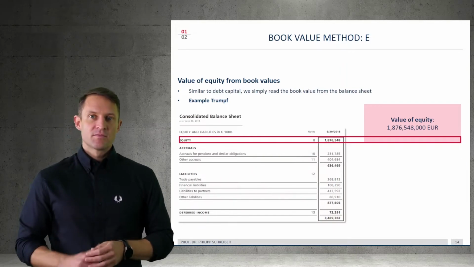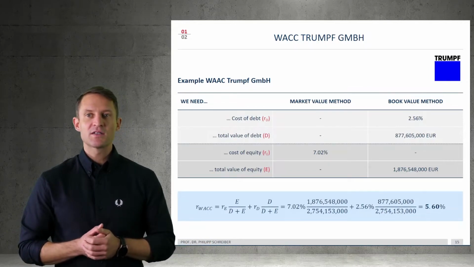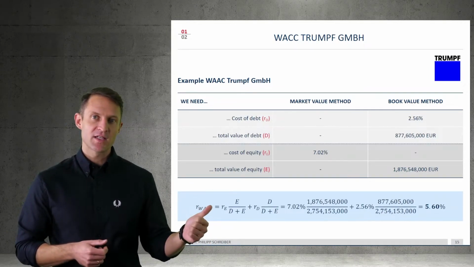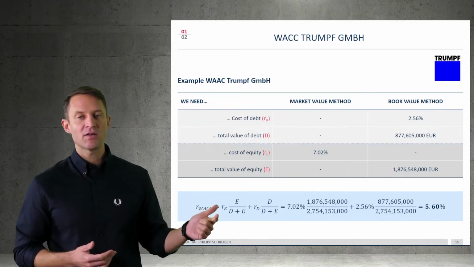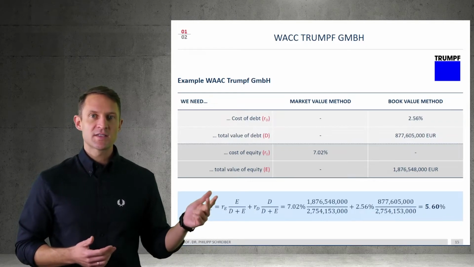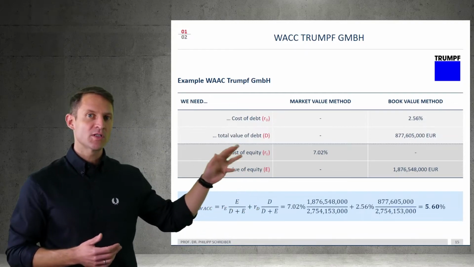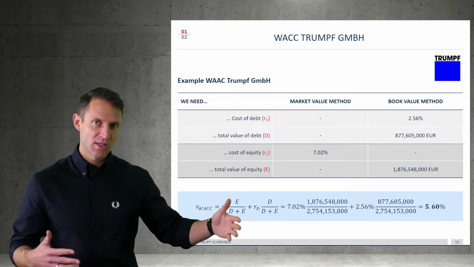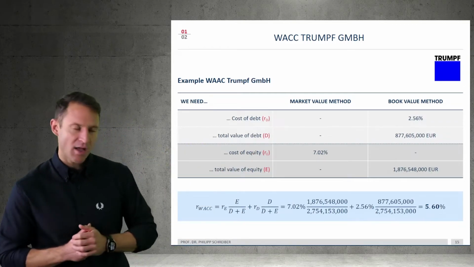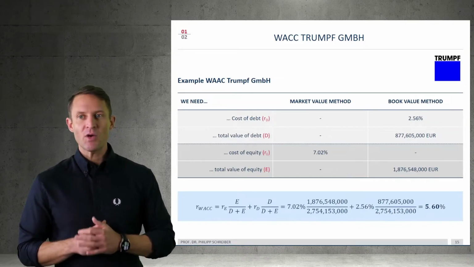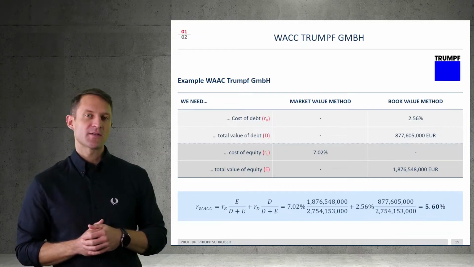All right, now we are done for Trumpf at least. So we needed cost of debt. We found it, 2.56%, book value method. Not so cool. Total value of debt, 877 million. Okay, we found it. Cost of equity is 7.02%. We found it using the CAPM. Total value of equity, 1.876 billion. Trumpf is not listed. That's why we're using the book value. And if we plug these numbers into the weighted average cost of capital formula, we find Trumpf has a weighted average cost of capital of 5.6%.